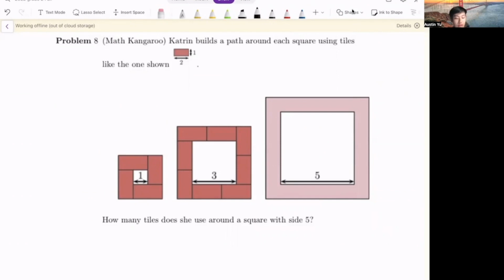Katrin built a path around each square using tiles like the one shown. And the tile shown is a 2x1 rectangle. Okay. And then we see in the first picture, it consists of 4 rectangles. The second picture, it consists of 8 rectangles. So what must the next one be?